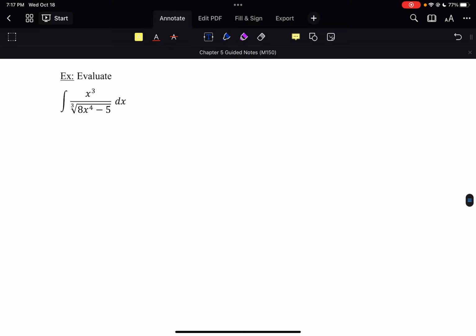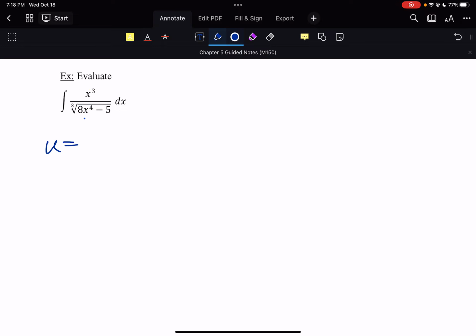This next one looks a little more interesting. It's not quite as clear-cut necessarily. So we've got a cube root down here of 8x to the 4th minus 5. We've got an x cubed up here. So the first thing to look at is, can we evaluate it directly? And no, it's too complicated to use our standard antiderivative formulas for it. What we're going to do instead, we need to choose what's going to be u. And it's pretty much got to be either this one or this one.